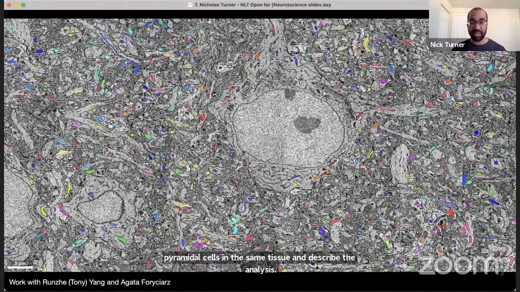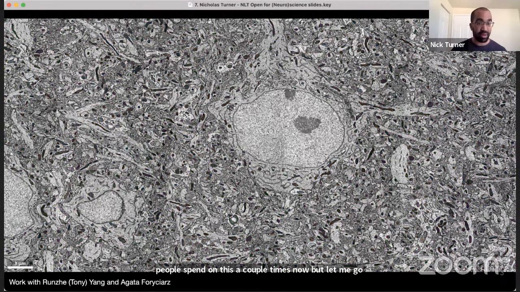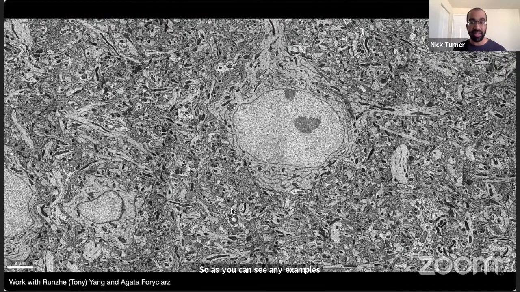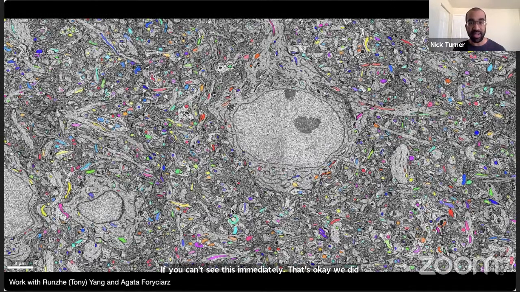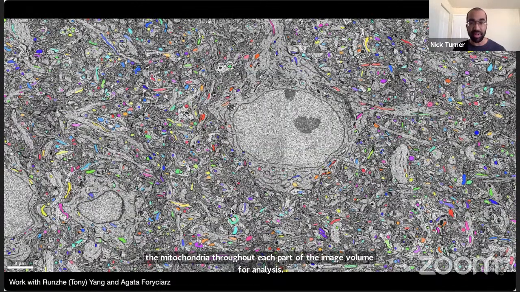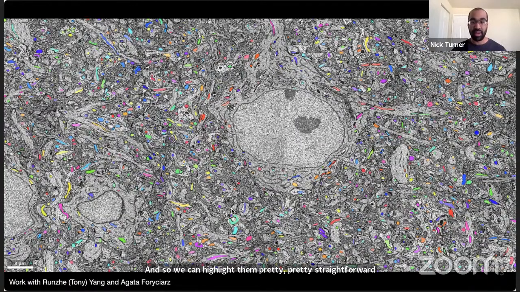People have hit on this a couple times now, but let me go back a bit. There we go. So as you can see, in the example section here, there's a lot of information in the EM image, aside from just synapses and neuronal morphology. Mitochondria are actually generally clear to resolve as they're darkly stained globular objects. If you can't see this immediately, that's okay. We designed a convolutional network approach to label the mitochondria throughout each part of the image volume for analysis. And so we can highlight them pretty straightforwardly at this point.